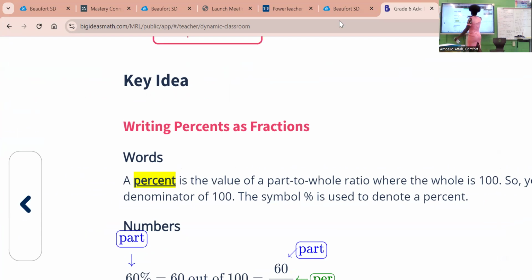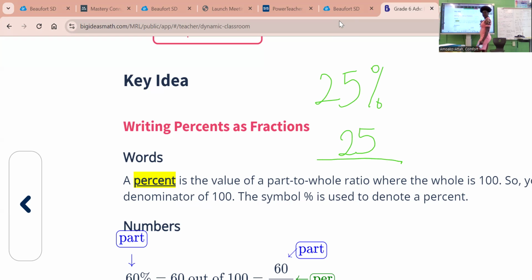So for example again, if we have 25%, that is the symbol for percent. It means that the 25 becomes the part, then the 100 becomes the whole, so a part to whole ratio of whatever you score in your test. So that is what a percent means. Now let's look at the mathematical aspect of it on the numbers.